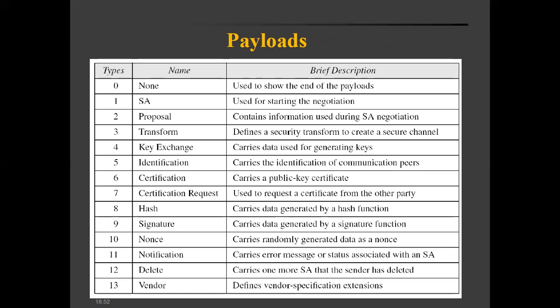Then the next one is the proposal. It contains the information used during security association negotiation. Transformation defines the security transform to create a secure channel. Key exchange carries the data used for generation of the key. Identification means it is carrying the identification of communication peers. Certificate means that it is carrying a public key certificate of the peer. Certification request means the payload is carrying the request for the certificate from the other party.